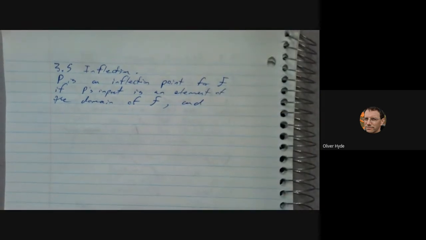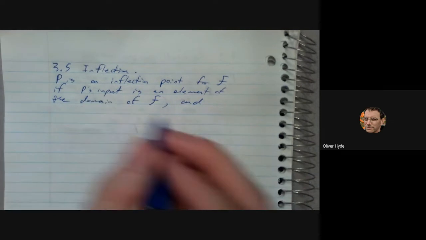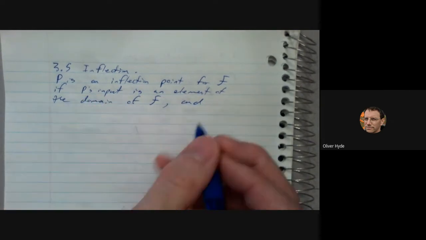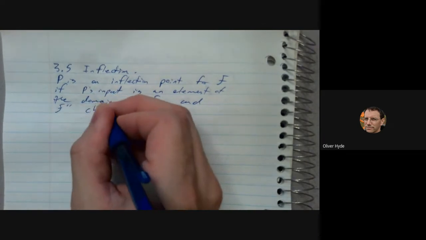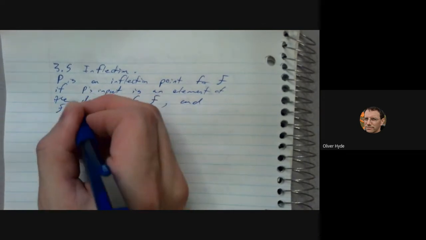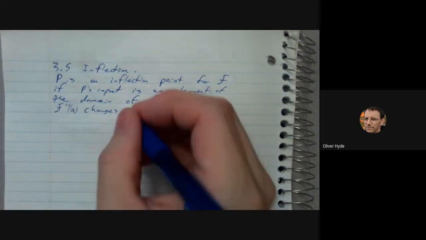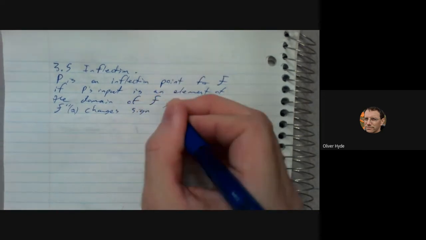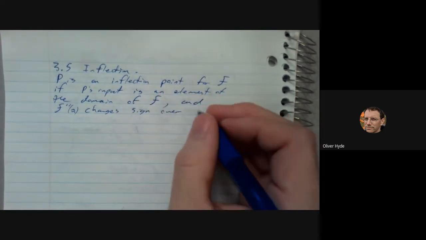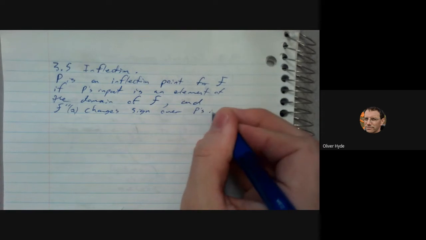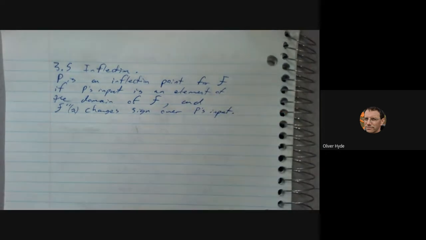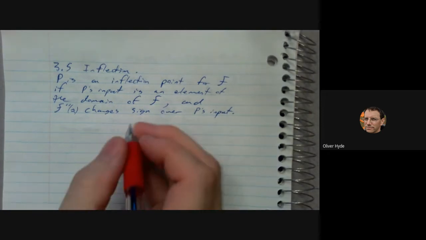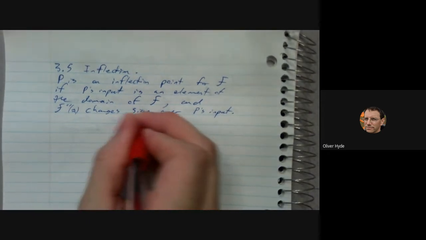There's more than one way that this can happen, but what we're looking for is sign change. The outputs from the second derivative, f double prime of x, change sign over P's input.